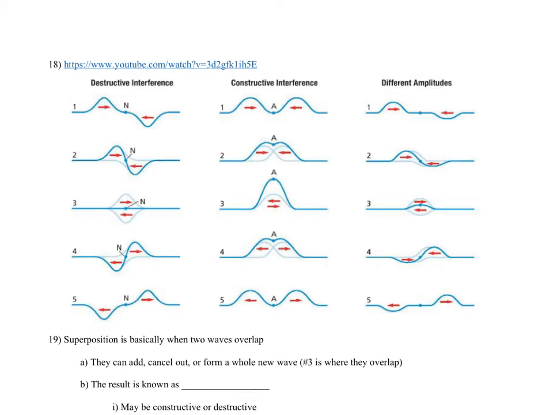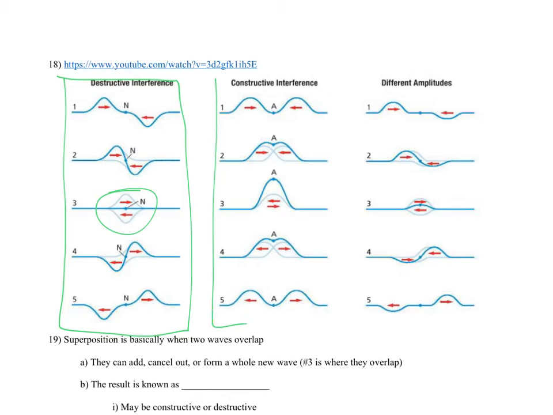So here we have some different images of different kinds of interference. You'll notice destructive here is the left column. Okay, it's this column here. You notice the waves approach, come together, they cancel each other out, and then they pass through each other like nothing ever happened. Constructive: waves coming together, they make one big wave in the middle, and then they go through each other.